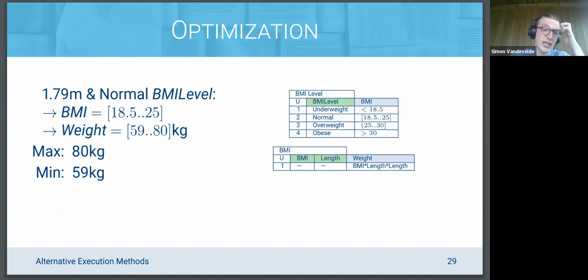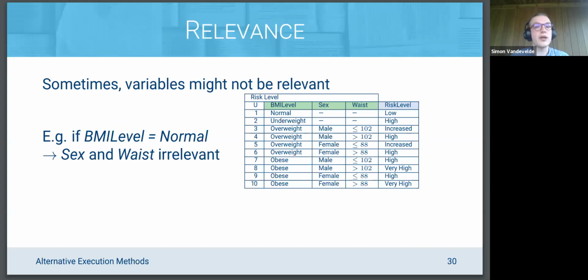And so then we can say, again, I'm still as tall as ever. I want a normal BMI level. What is the maximum weight that I can have, which would be 80 kilograms? What is the minimum? 59 kilograms. So I should stay between those bounds. That's something where optimization can really easily help us find such information, again, without having to create a new model.